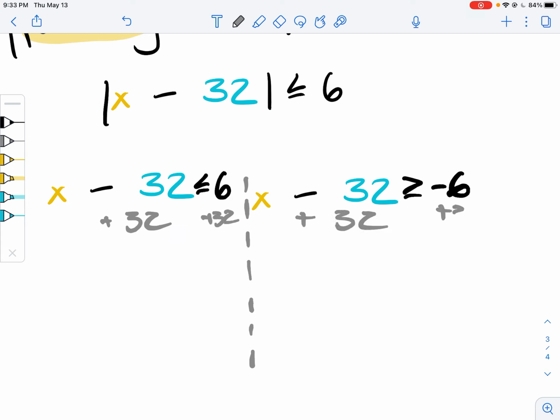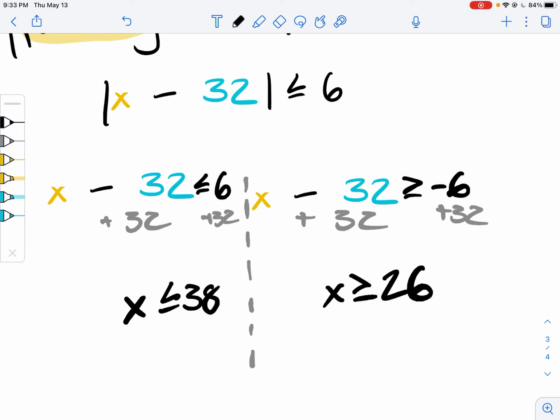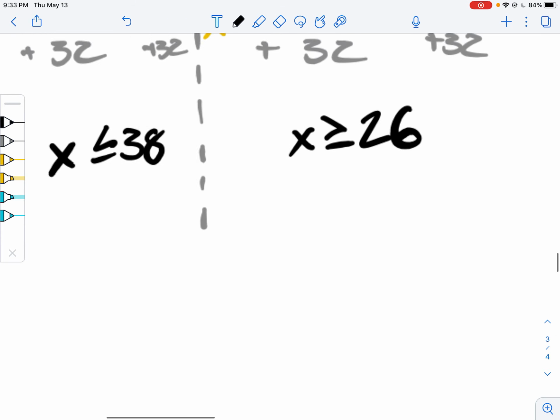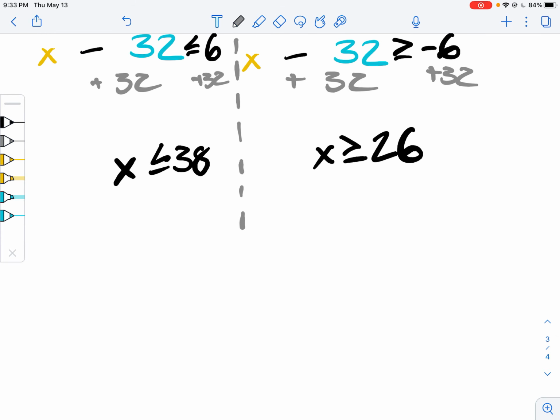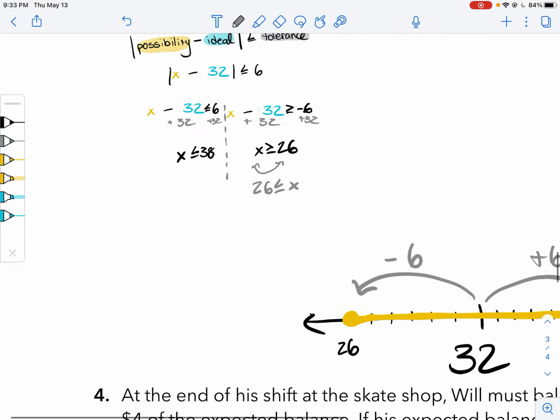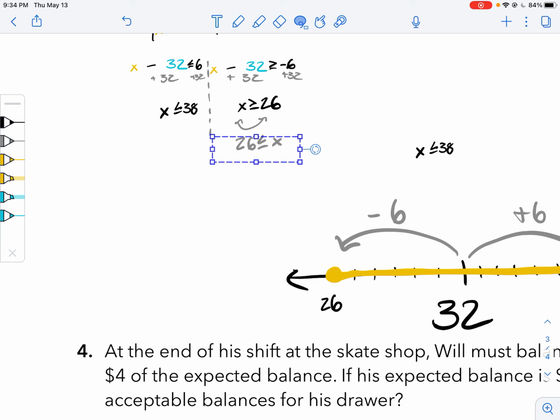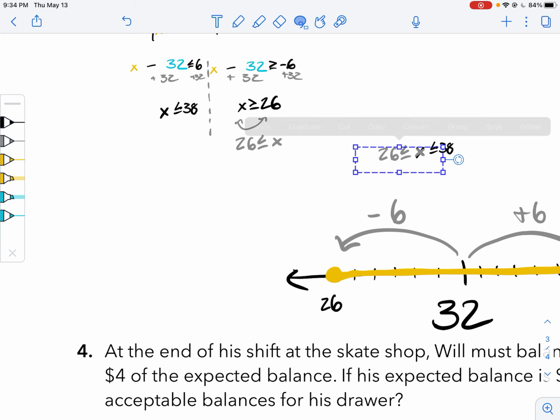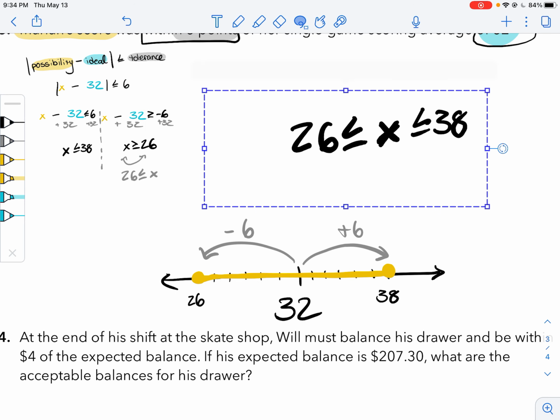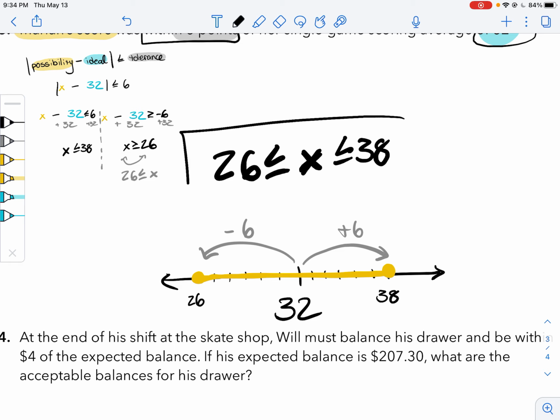To undo that minus 32, we're going to add 32 to both sides. So we get either X is less than or equal to 38, or X is greater than or equal to 26. And we can combine those by putting them all in the same direction. So I'm going to flip this around: 26 is less than or equal to X. And then we overlap them: 26 is less than or equal to X is less than or equal to 38. So Mariah's scores were somewhere between 26 and 38.